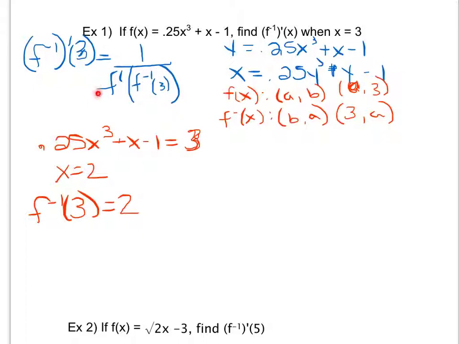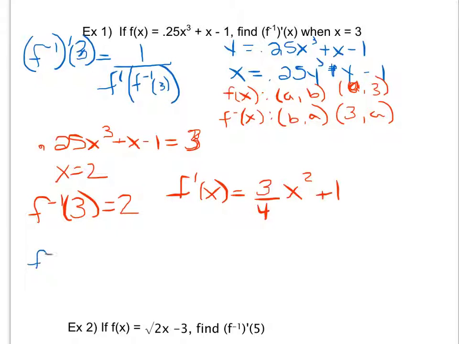I can also see that I'm going to have to be able to find the derivative of my original function, so I'm also going to go ahead and differentiate that. So differentiating that, if f of x equals 0.25x cubed plus x minus 1, then f prime of x equals 3 times 0.25. I know 0.25 is the same thing as 1/4, so I get 3/4 x squared plus 1. So now that I have all the information I need, I'm going to go ahead and plug in.